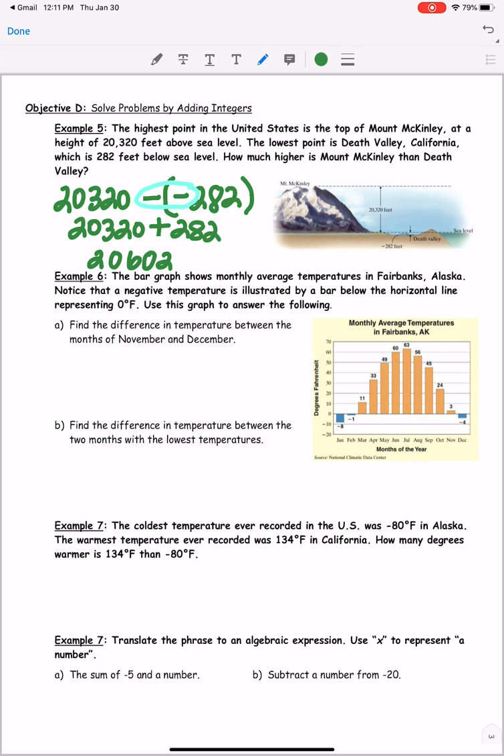Okay, and we need units with this. What unit are we in? We're in feet. So how much higher is Mount McKinney than the Death Valley? It's 20,602 feet higher.